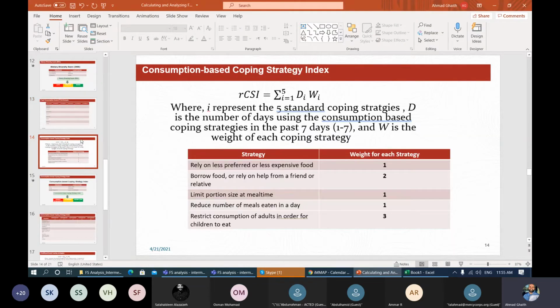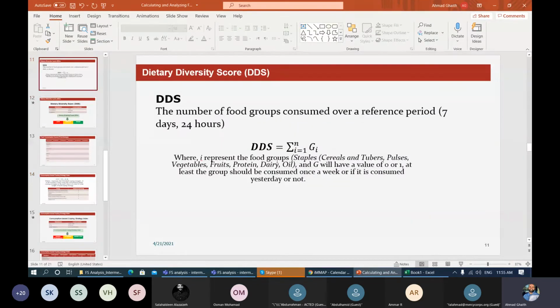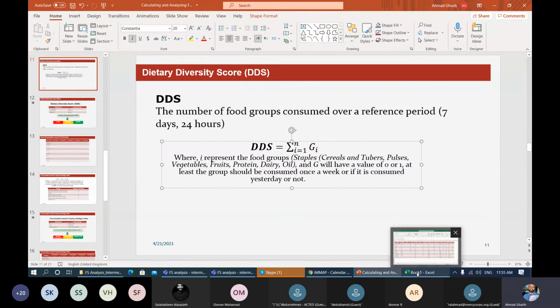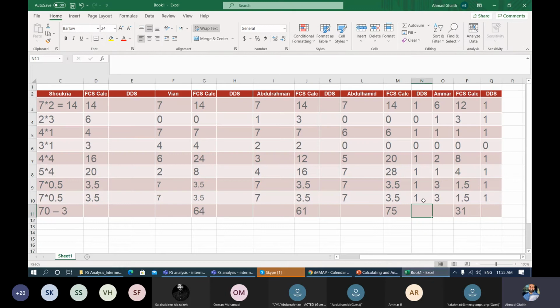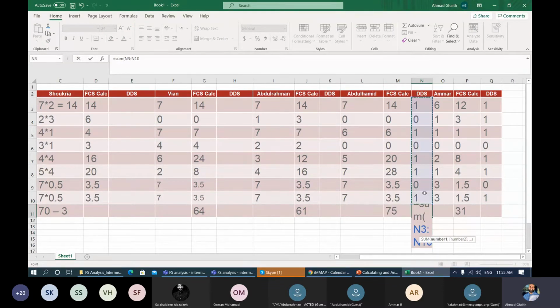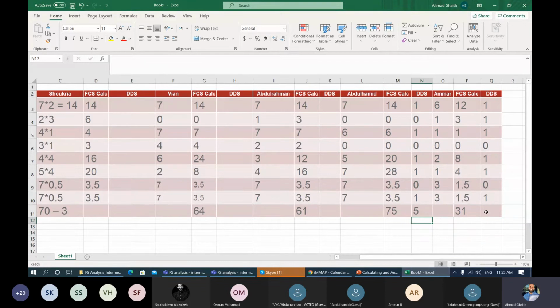So the dietary diversity score groups are staples, pulses, vegetables, fruits, protein, dairy, and oil. We don't count sugar, actually, which is this one. So we'll just put a 0, because this is not going to contribute to their dietary diversity. That's because sugar is not having that much.